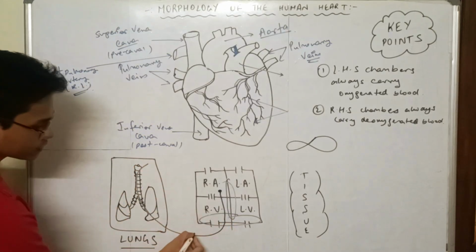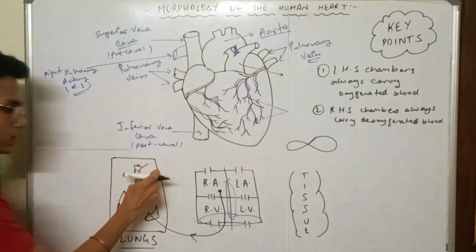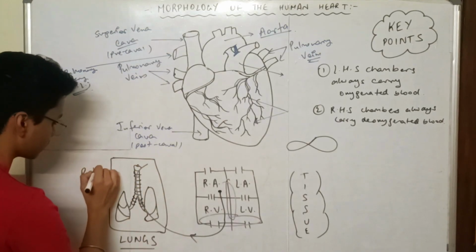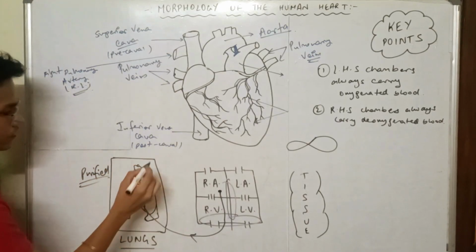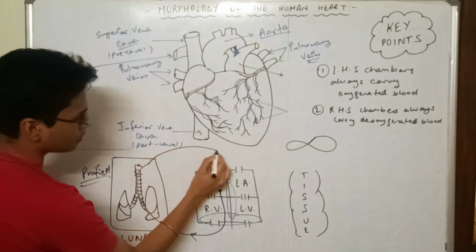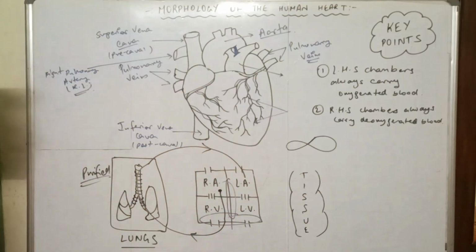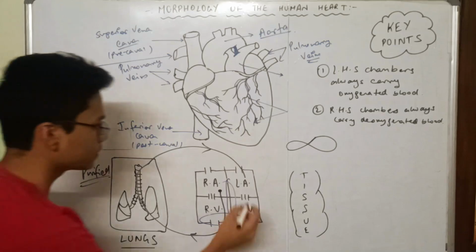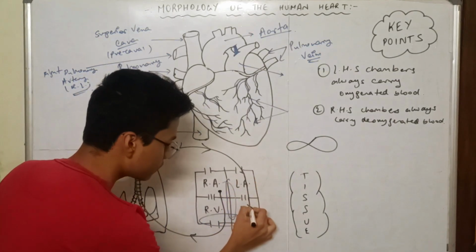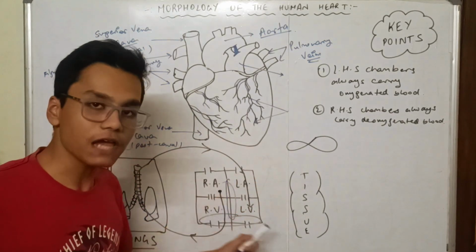It will first go to the lungs. It will get purified. And from there it will reach the left atrium. And from the left atrium, it will then flow to the left ventricle.